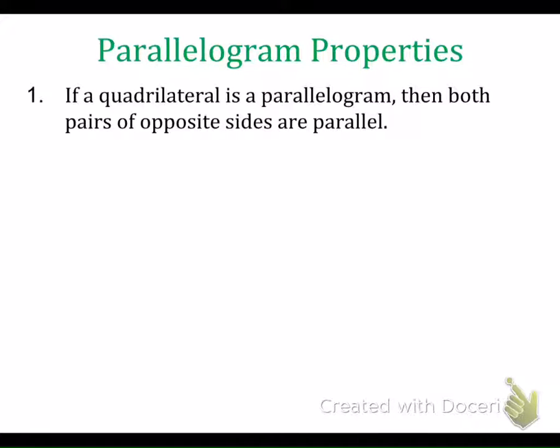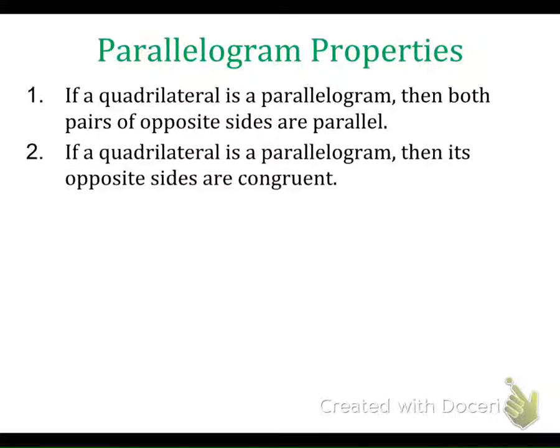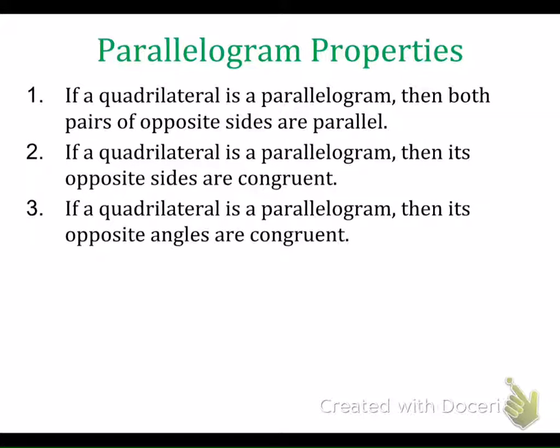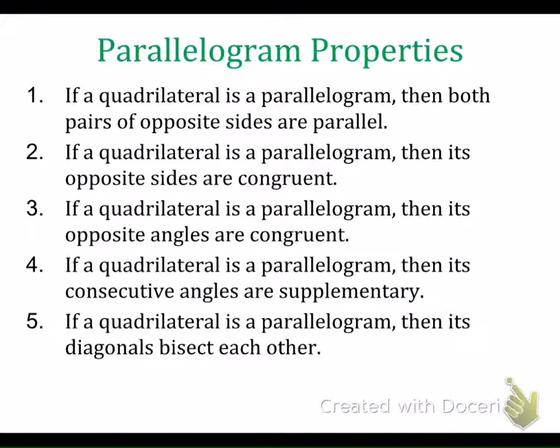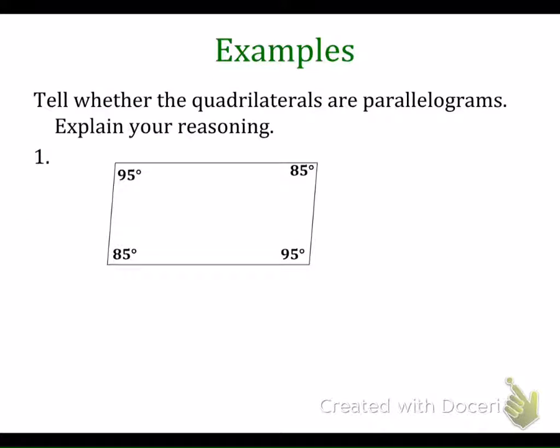Okay, so the properties. If a quadrilateral is a parallelogram, then both pairs of opposite sides are parallel. If a quadrilateral is a parallelogram, then its opposite sides are congruent. If a quadrilateral is a parallelogram, then its opposite angles are congruent. If a quadrilateral is a parallelogram, then its consecutive angles are supplementary. If a quadrilateral is a parallelogram, then its diagonals bisect each other.